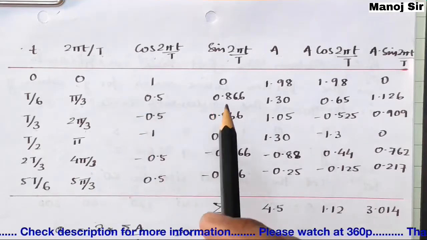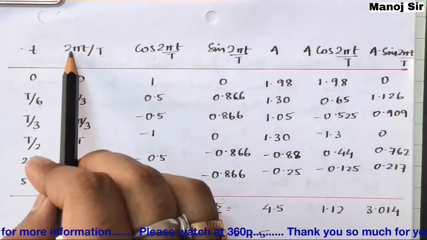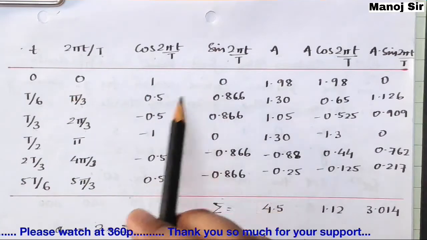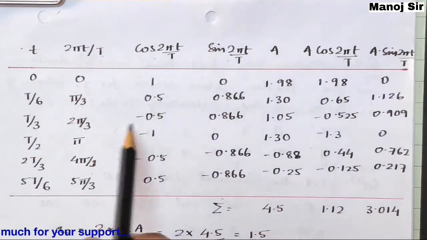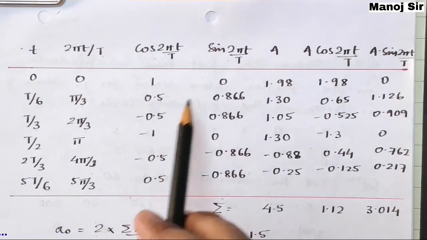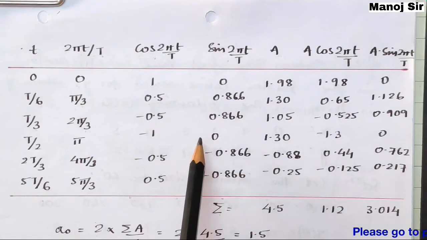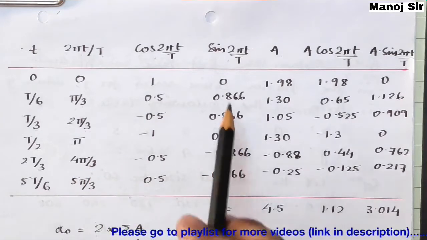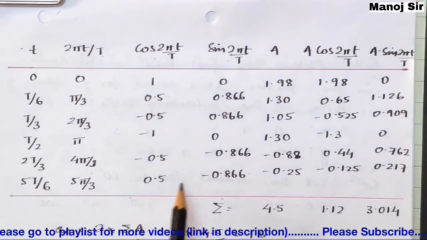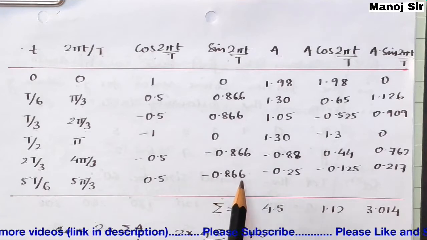Now, in the same way, you will find sine of this value. Sine of 0 is 0. Sine of pi by 3 is 0.866. Sine of 2 pi by 3 is 0.866. Sine of pi is 0 again. Sine of 4 pi by 3 is minus 0.866. Sine of 5 pi by 3 is minus 0.866.